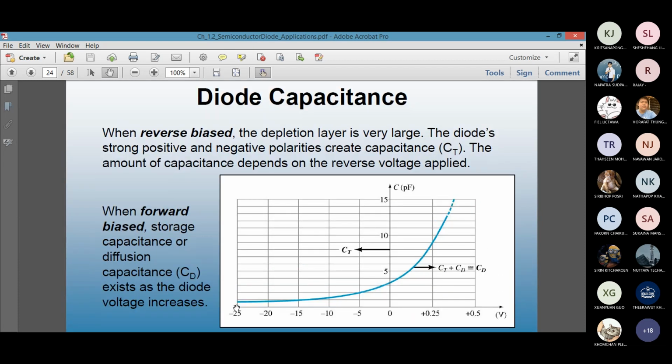Capacitance. There are two plates in a capacitor. One is positively charged, one is negatively charged. In between, non-conducting. In the reverse bias case, you have a large depletion region, so the gap is wide. This creates a capacitance effect. If you are forward biased, there is still a capacitance effect, but it is different.